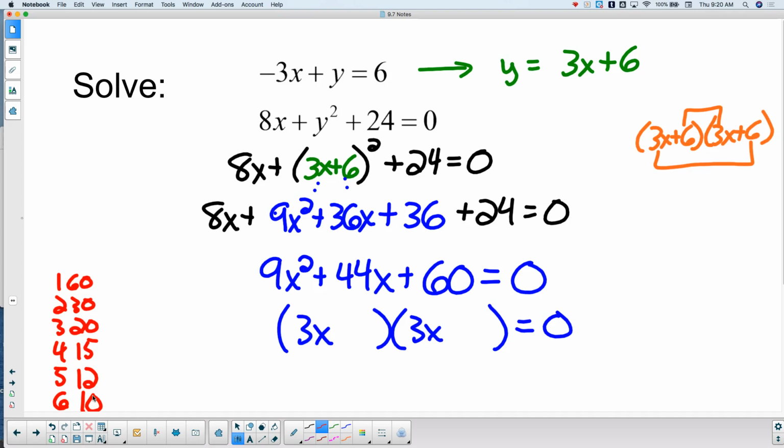44, that'd be 15 and 36, nope, 18 and 30, nope. So I'm going 3 and 180, nope. 6 and 90, nope. 9 and 60, nope. 12 and 45, nope. 15 and 36, nope. 18 and 30, nope. So I don't think any of those are going to work.